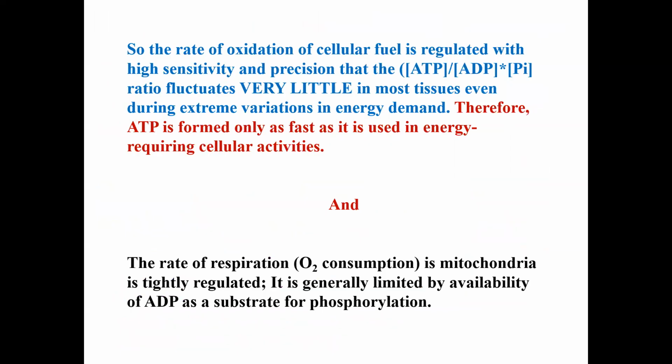So the rate of oxidation of cellular fuel is regulated with high sensitivity and precision, such that the ratio of ATP to ADP and inorganic phosphate fluctuates very little in most tissues, even during extreme variations in energy demand. And so ATP is formed only as fast as it can be utilized in energy requiring processes. And the rate of respiration in mitochondria is also tightly regulated. It is generally limited by the availability of ADP as a substrate for phosphorylation.